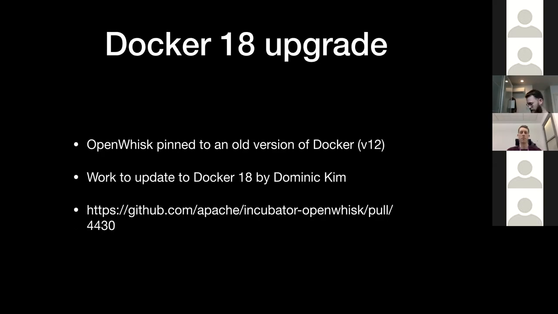The other meaningful PR, I think, to just raise awareness of is the Docker 18 upgrade. I suspect that many deployments are actually running with a more recent Docker than what we pin in the repository, which is fairly ancient at this point. I think some of the trepidation previously in upgrading was regression in performance with newer versions of Docker. Dominic has been leading this PR, 4430, to upgrade to Docker 18.